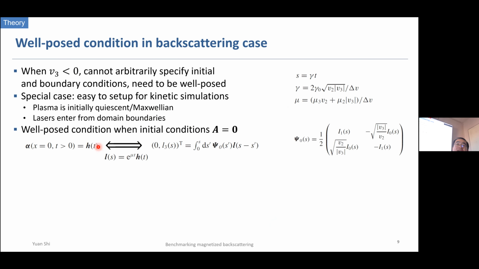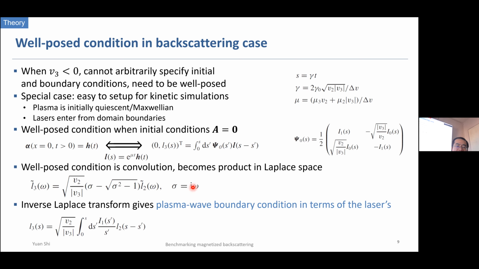I don't think I will go into the details of how this works, but it's sufficient to say that if you specify the laser boundary condition, then you cannot independently specify the plasma wave boundary condition. The plasma wave boundary condition L3 is totally determined by the laser boundary condition. It's a convolution with some Bessel functions and stuff, but it's determined. So you can only specify the laser boundary condition, and that's what we do in PIC simulation anyway. Because you specify the boundary, you don't actually touch the plasma so much usually.